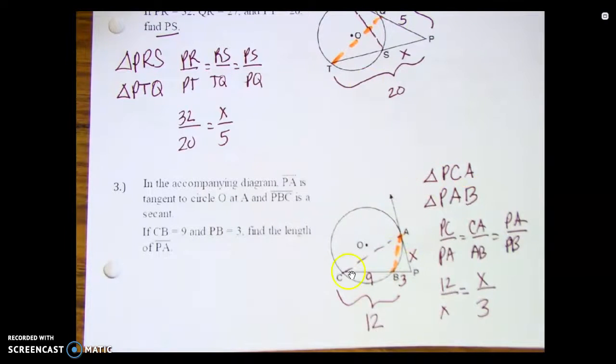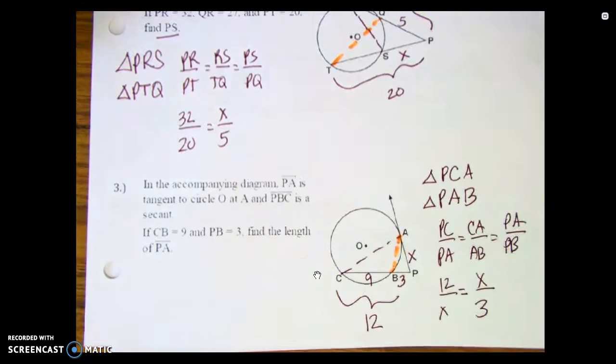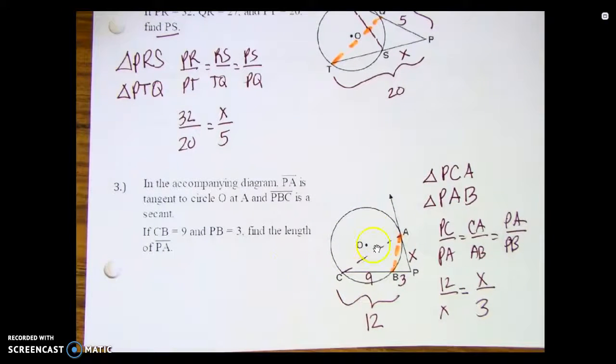So that's your 3 different methods of solving using proportions. You have to be very careful that you're lining up the right angles.